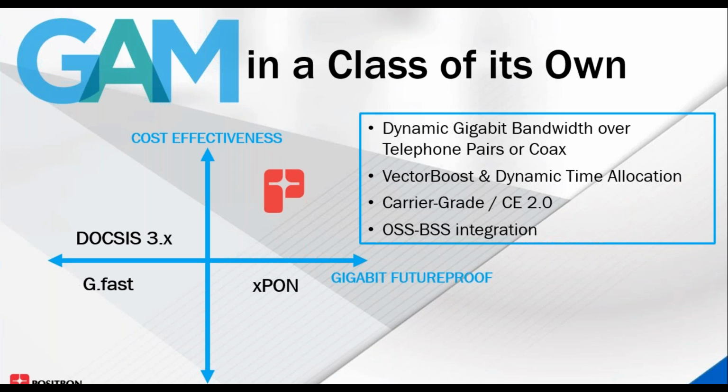So the GAM is really in a class of its own. GAM stands for G.hn Access Multiplexer. It's the Ethernet switch device where the ports are now G.hn, so it's Ethernet over twisted pair or coax instead of just your usual optical ports or Cat5 ports. In terms of cost effectiveness and being gigabit future-proof, G.hn is really out there.